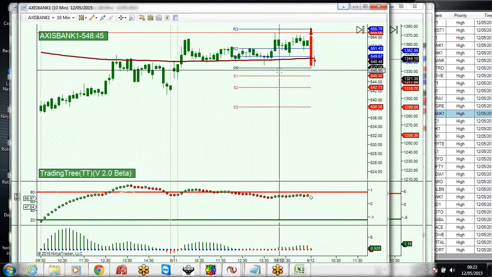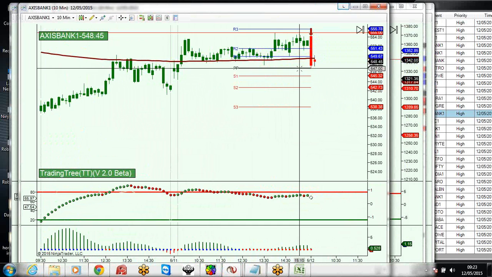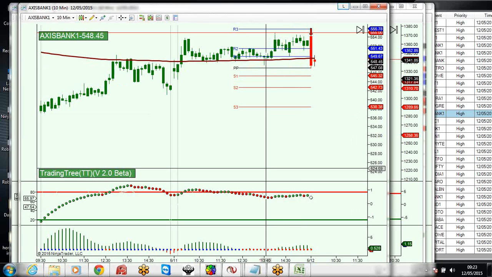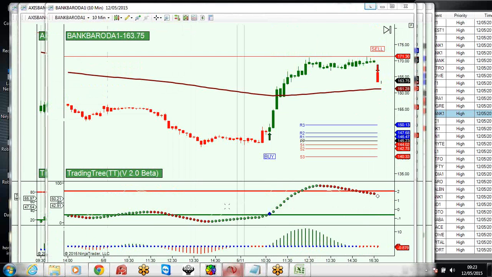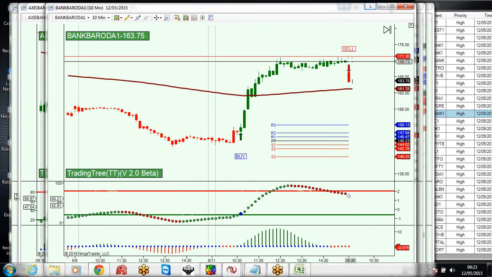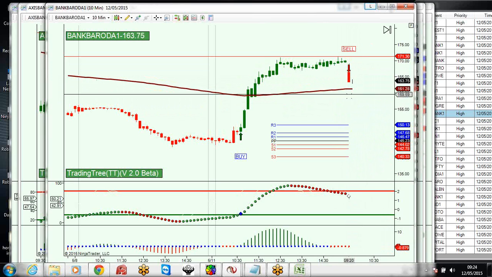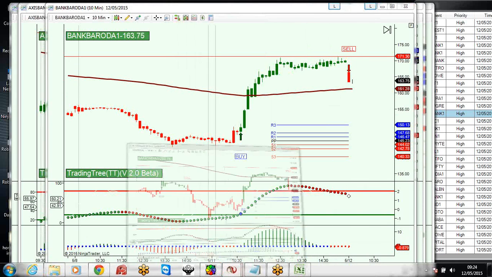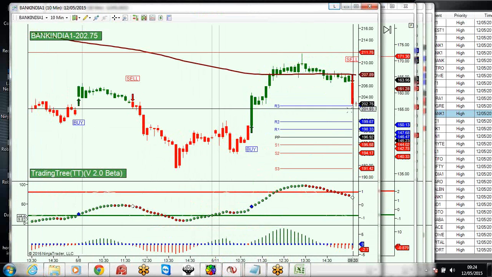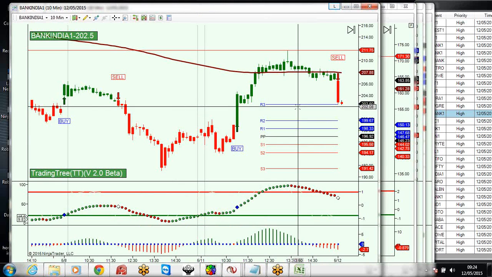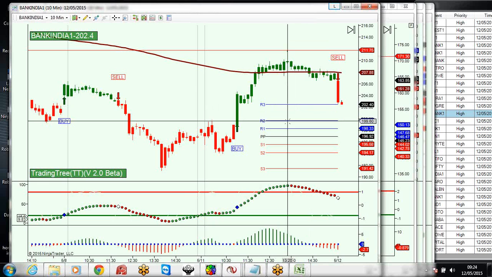Axis Bank, below this you can short, below this PP line, 546. So Bank of Baroda will just wait, क्योंकि मैंने अभी बताया कि this will act as a very strong support and resistance. अगर ये ब्राउन लाइन ब्रेक होगी तो you can enter the trade. You can short it here 202.40.